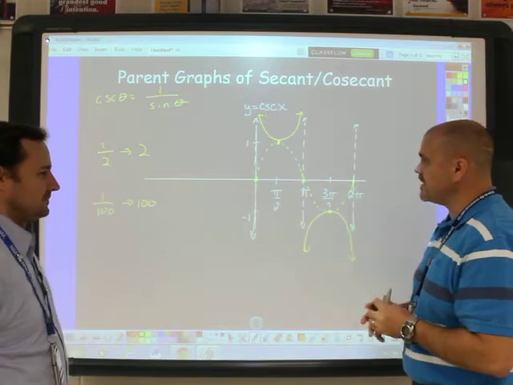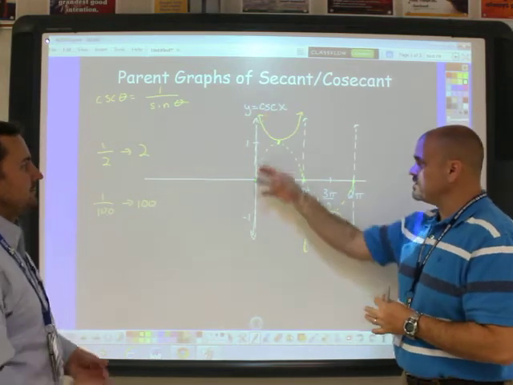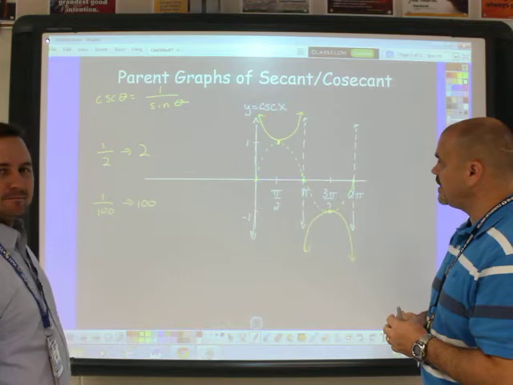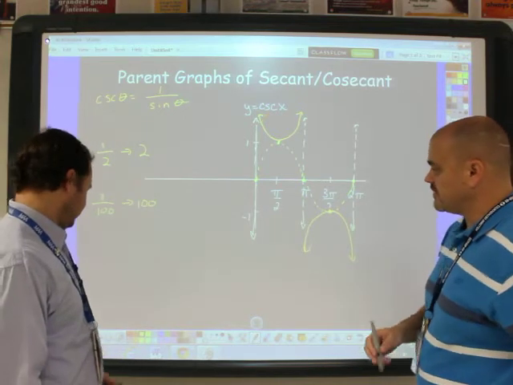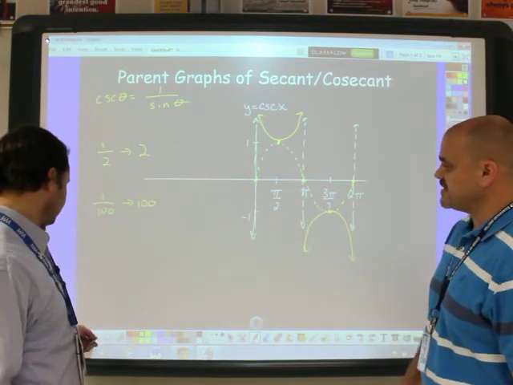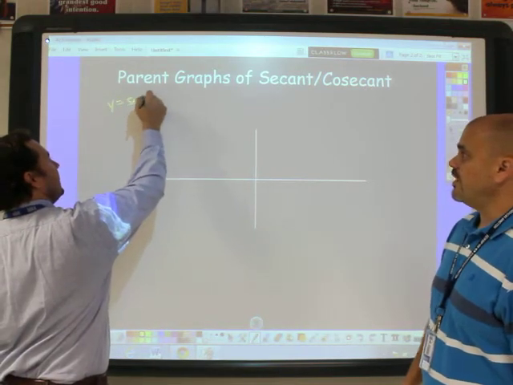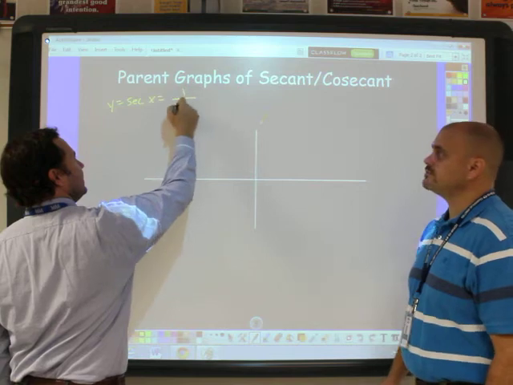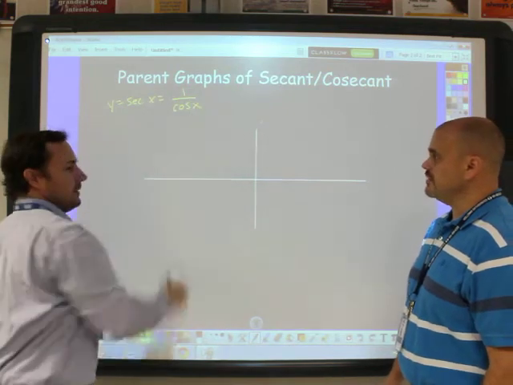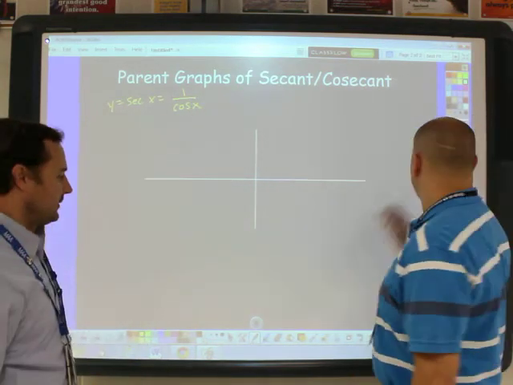Remember, it's the reciprocal of sine. So one of the easy ways to do this would be to graph a dotted line for sine and then reciprocate everything. So let's talk about secant x, Mr. Simmons. All right. So y equals secant x, and secant, remember, is 1 over cosine. So let's start with the cosine curve.